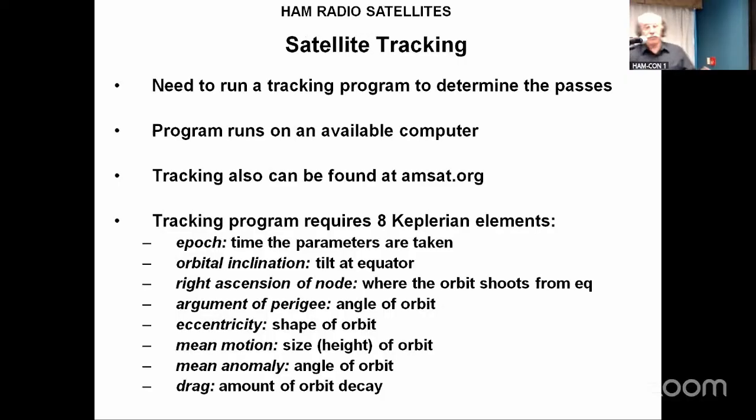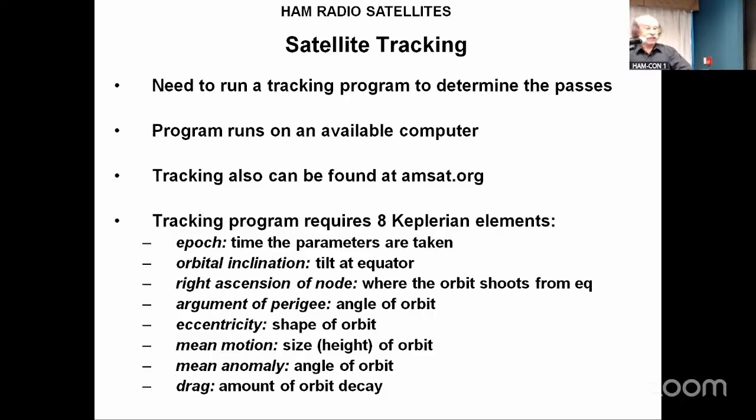So you need to run a tracking program to determine the passes. You need to know when the satellite's going to be within range, what direction it's going to be coming from, and how high it's going to be. It'll run on an available computer. I run a DOS program. It'll run on anything. That program will run on a wet sponge. You can also go to amsat.org and just type in where you're located, and it'll tell you where the satellite is that you want to know.